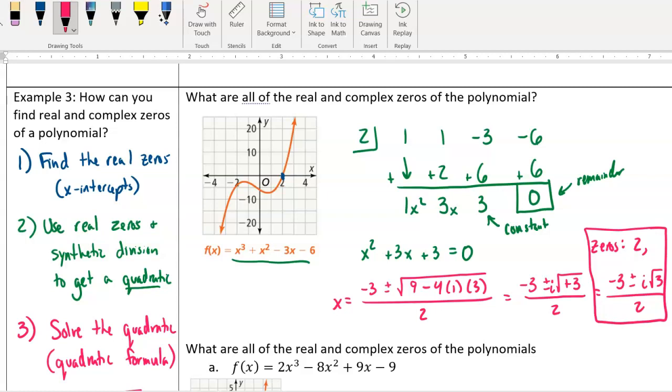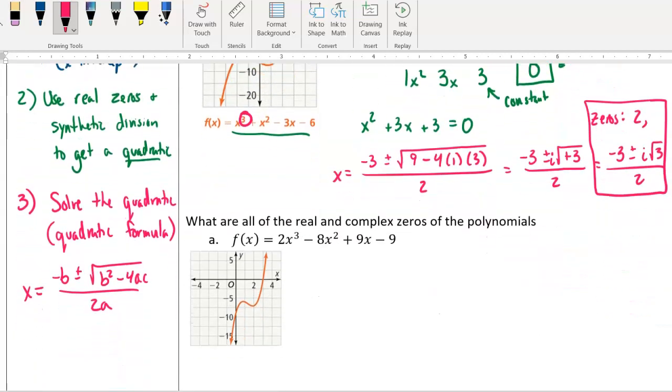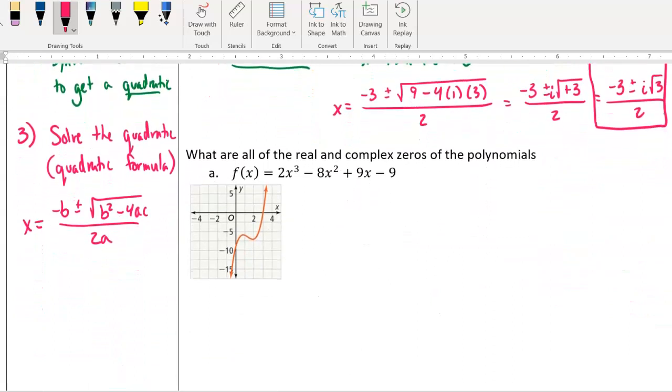The other zero is that x-intercept that we had at the beginning. So the zeros would be 2, and then negative 3 plus i square root of 3 over 2, and negative 3 minus i square root of 3 over 2, which is a total of 3 zeros. All right, let's look at another one together.